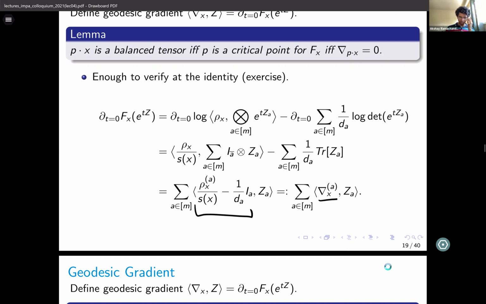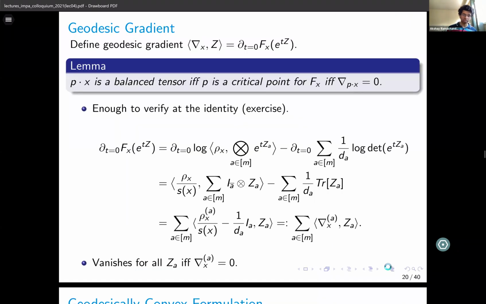Cool. And of course, since we just took an arbitrary direction Z, if this is 0 for every direction, then this happens only when the gradient is always 0, right? So those points where the gradient is 0 are exactly the balanced scalings. So exactly when this vanishes.